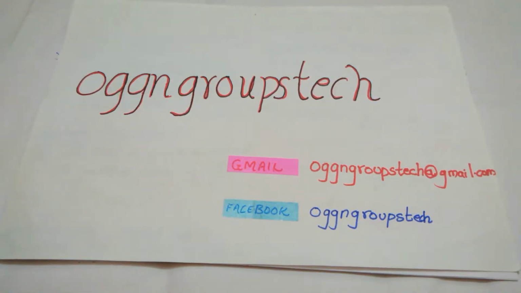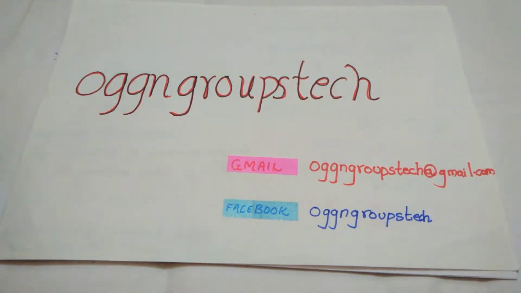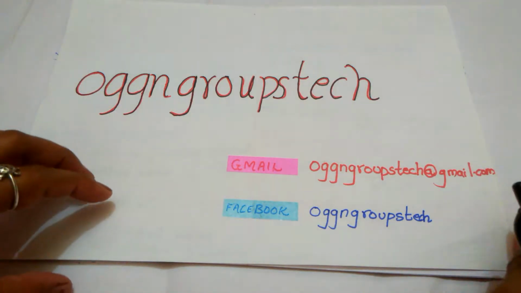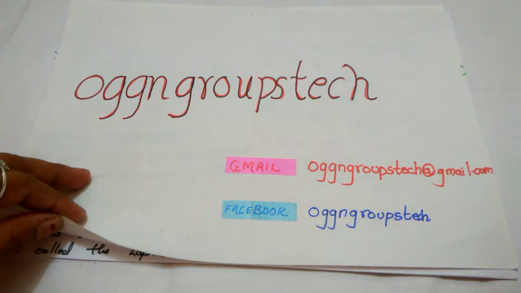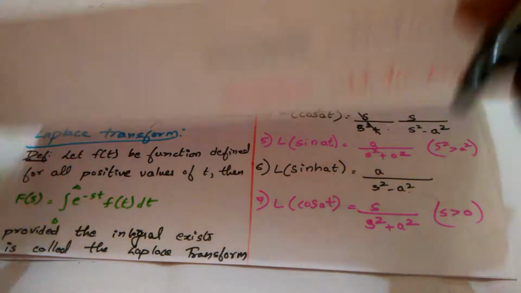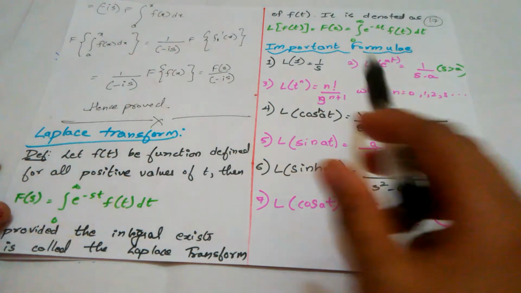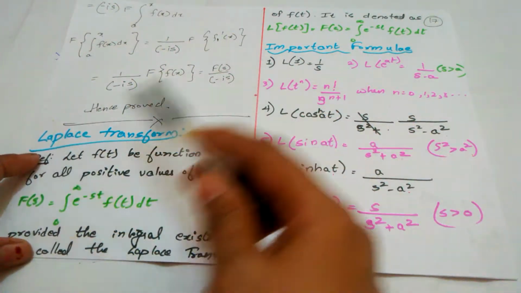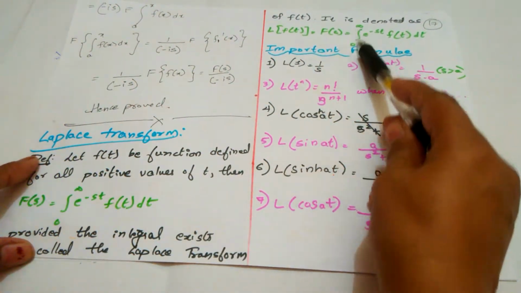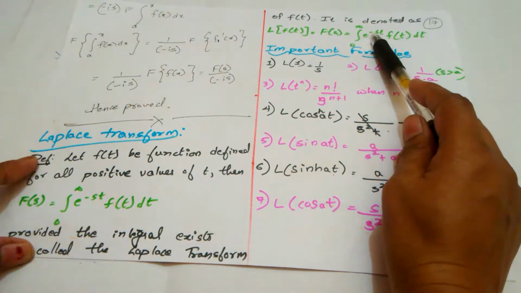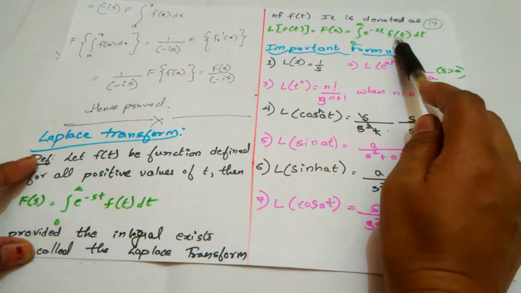Hello, today we are going to start a new topic called Laplace transform of derivative of order n. So let's have a recap of what we have done in the last videos. We have started a topic called Laplace transform. In that, the Laplace transform is defined as F of s is equal to the integral from 0 to infinity of e raised to minus st f of t dt.